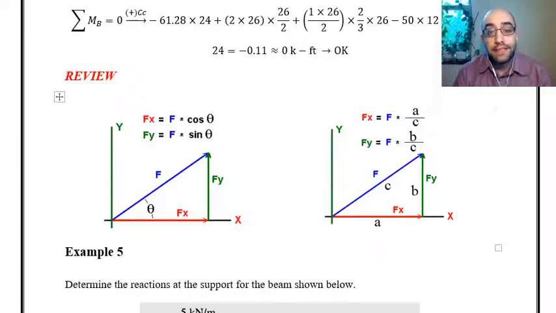Last session we started talking about some example problems and how to find the reactions in a beam, and also we tried to see whether a beam or a structure is stable and determinate or indeterminate.